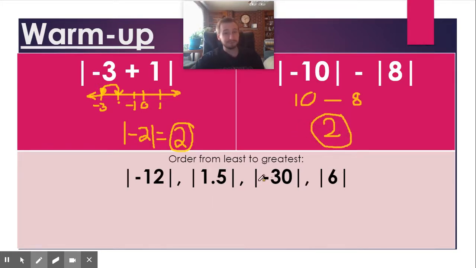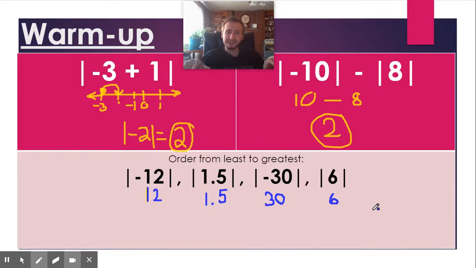All right, let's try this one. Again, what you need to do first is find the absolute value of each one of these numbers. The absolute value of -12 is 12. It's 12. The absolute value of 1.5 is still just 1.5. Everything inside the absolute value bars turns positive because distance is positive. So the absolute value of -30 is 30. And the absolute value of 6 is just 6.